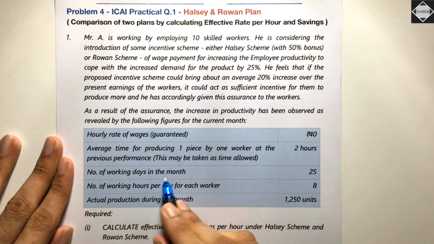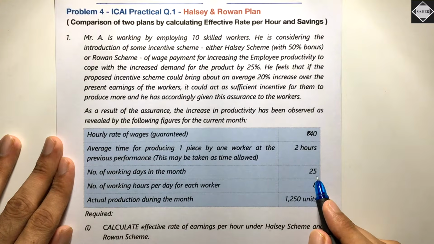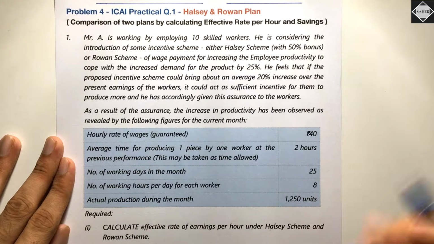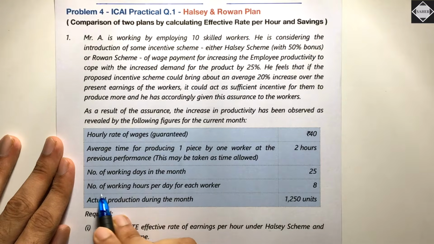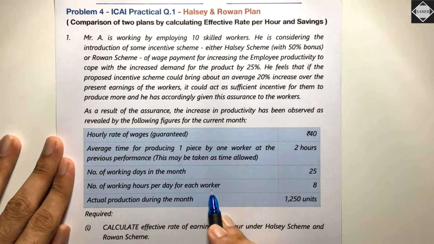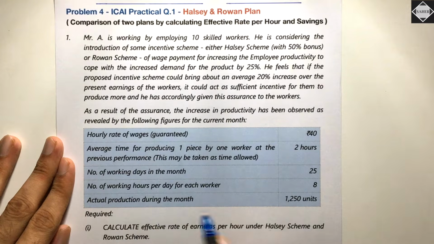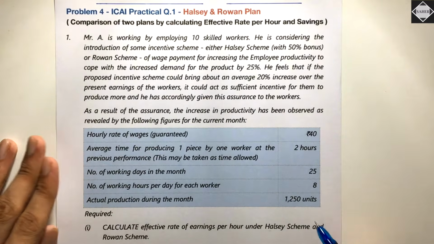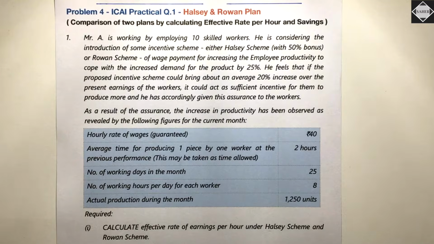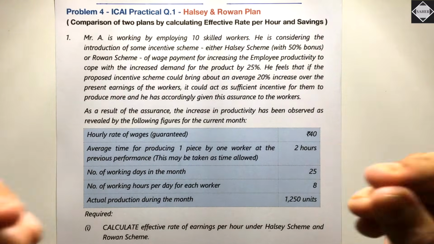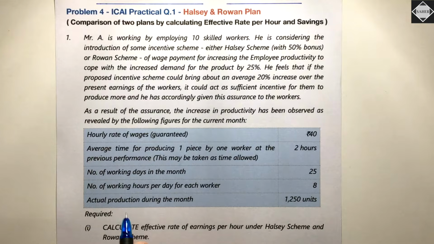Number of working days in the month: 25 days. So they have excluded Sundays, it seems. Then the number of working hours per day for each worker: 8 hours. Actual production during the month: 1250 units. So here you have to do the monthly calculation. The entire production during the month is given to you, 1250 units.